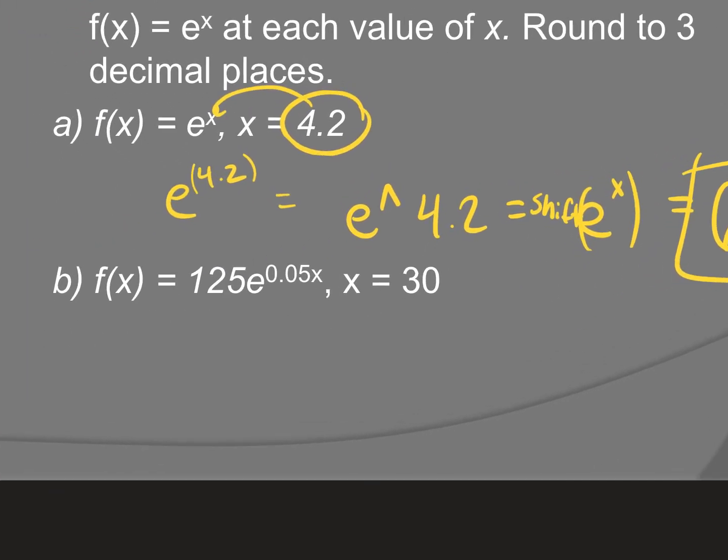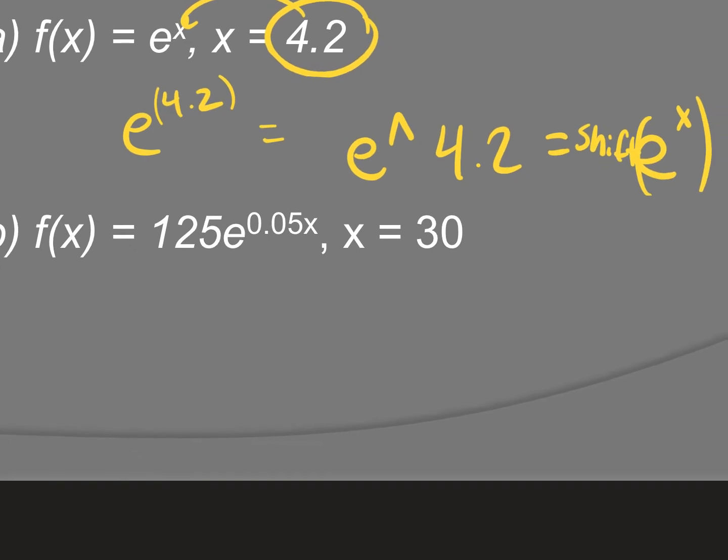All right, for B, there's a little bit more math going on. We just have to make sure we follow our order of operations. So 125 e to the power of 0.05 times 30. I have to do what's in the exponent first, so I would do 0.05 times 30.